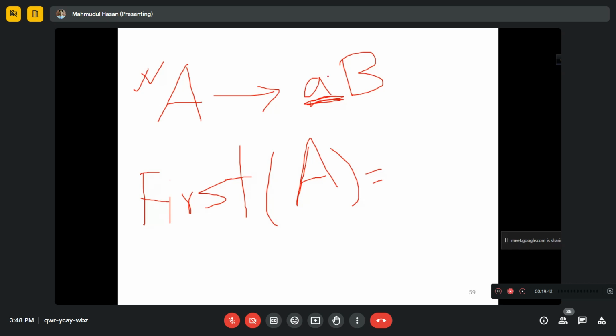If the leftmost one is terminal, that means this is the first value of A. So this is the first value of non-terminal A. Got it, everyone? Yes, sir.